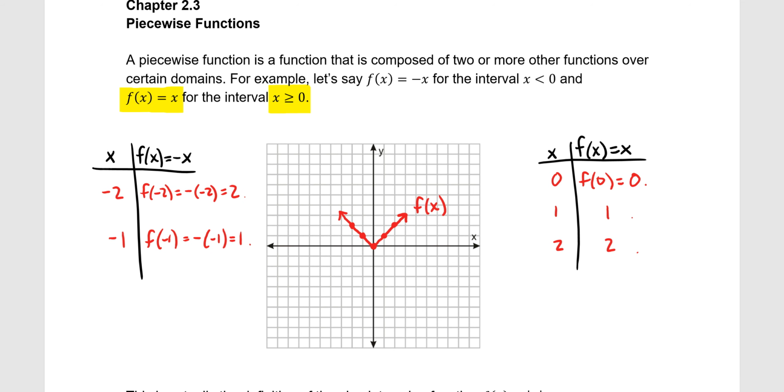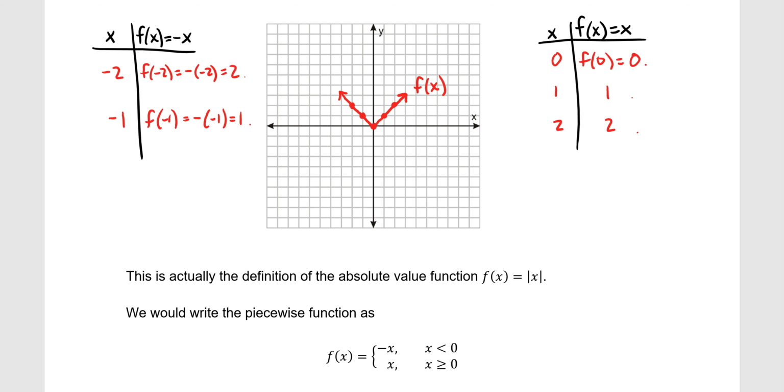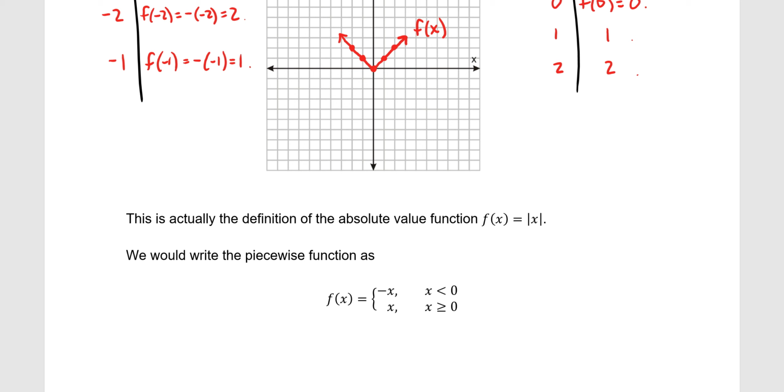So you probably noticed that this is actually the graph for the absolute value of x, and that is the actual definition for the absolute value of x, is a piecewise function. So this is the absolute value of x, and the way that we write it as a piecewise function is f of x equals, and then we start a bracket with two separate lines in this case, where the first one is f of x equals negative x if x is less than 0, and it equals positive x if x is greater than or equal to 0. So we kind of have these two separate cases for f of x depending on what the domain is. So it's different functions over different parts of the domain.